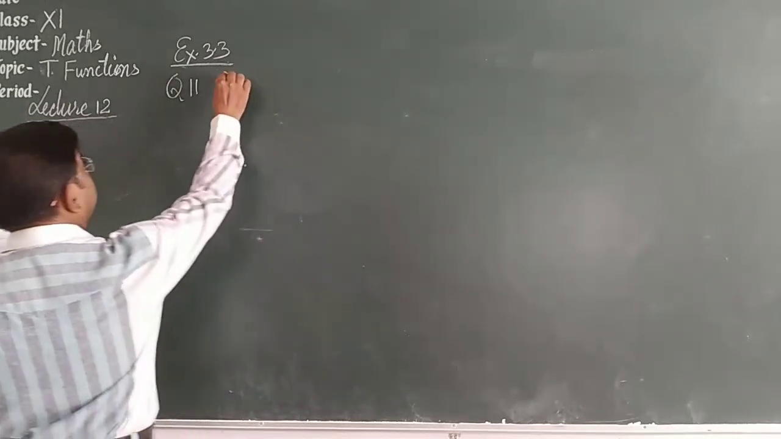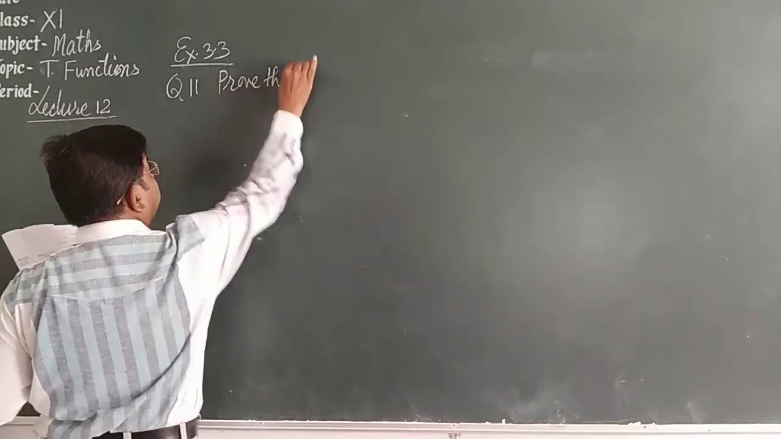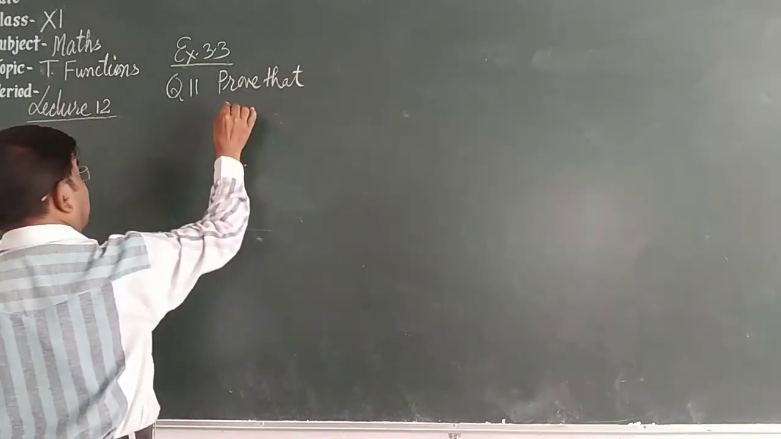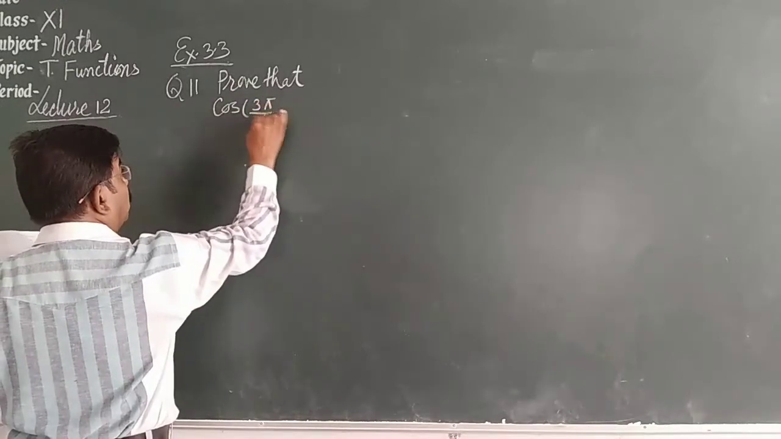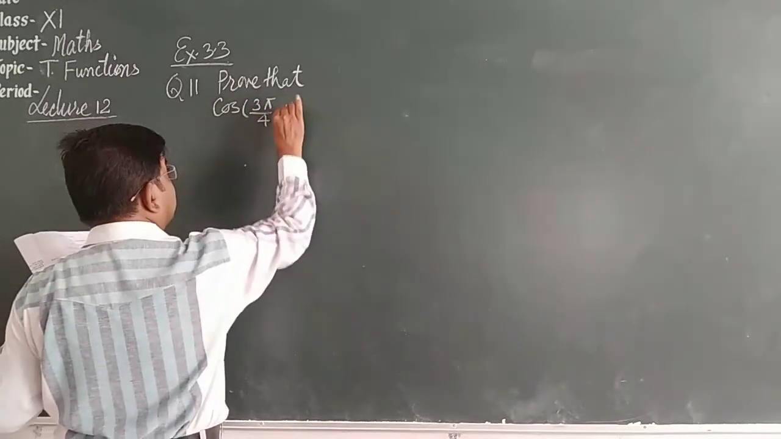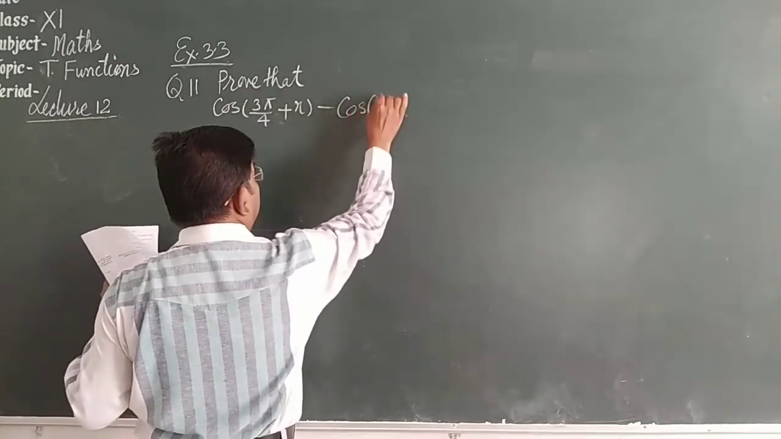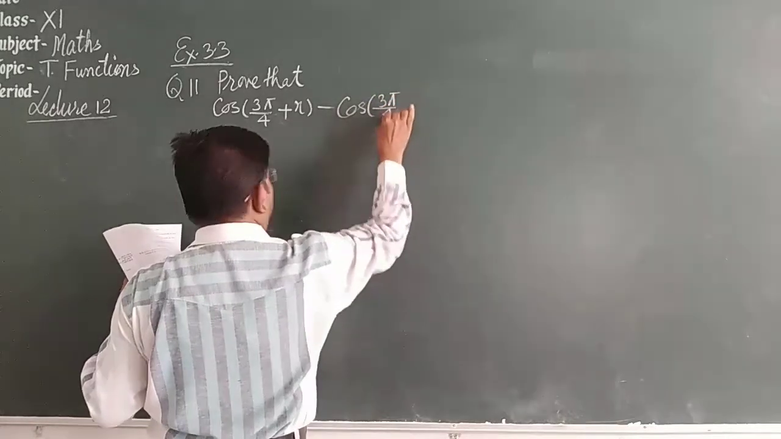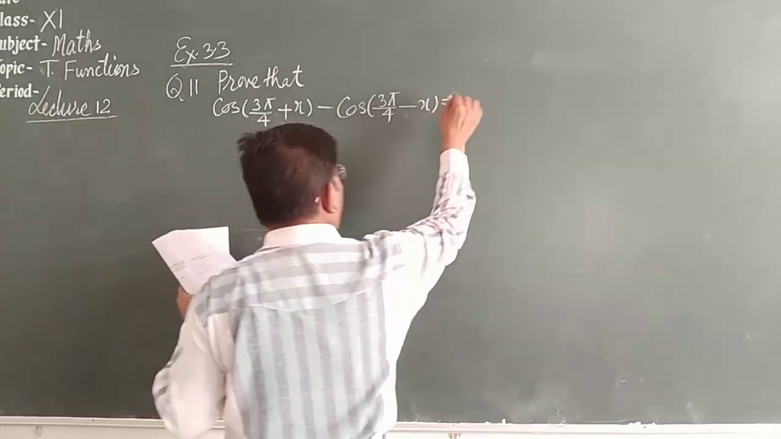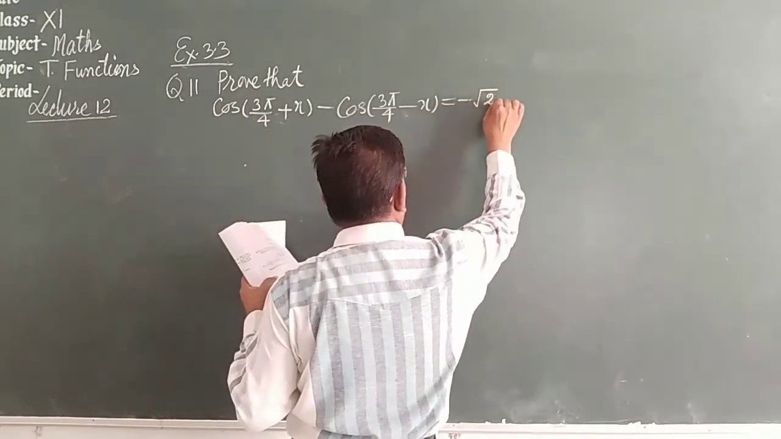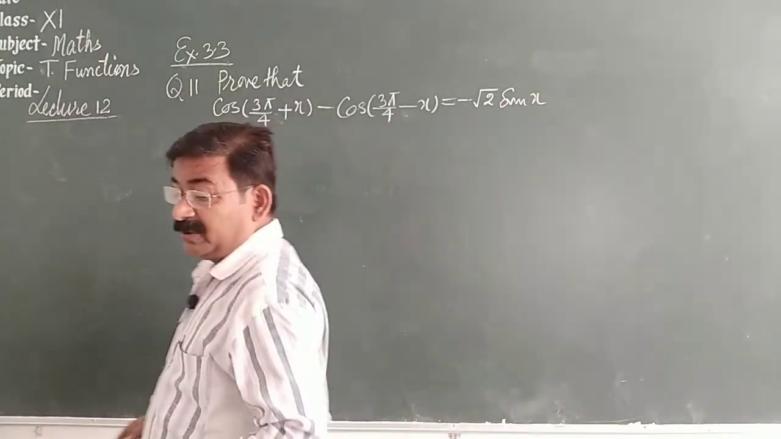Prove that cos 3 pi by 4 plus x minus cos 3 pi by 4 minus x is equal to minus under root 2 sin x. Simple question and interesting question.